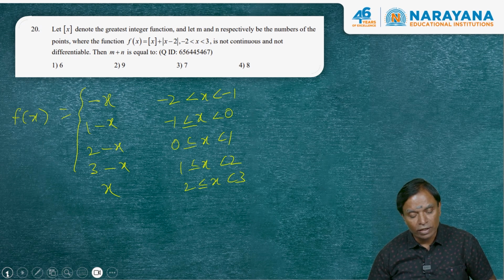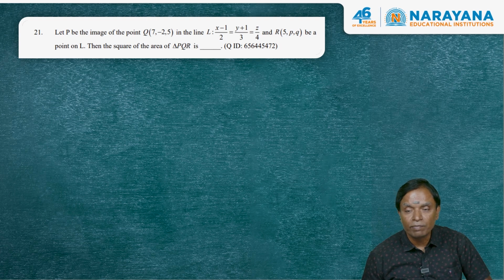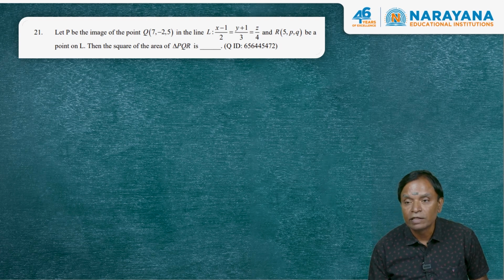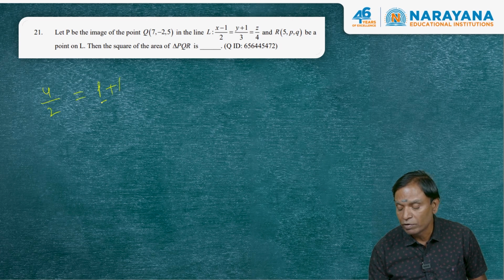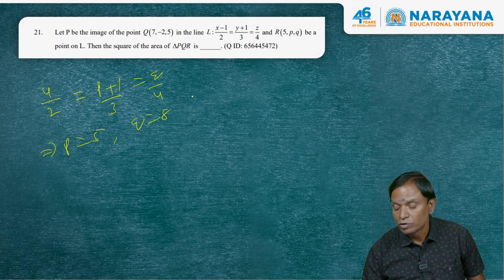Let us go to the next problem. You are given the image of the point Q as P with respect to the line. Let R be a point on the line L. Then you are asked to find the square of the area of the triangle PQR. Now first let us take the point R lying on the line. This is 4 by 2. This is P plus 1 by 3. This is equal to Q by 4. This gives you P is equal to 5, Q is equal to 8. So the point R will become 5, 5, 8.